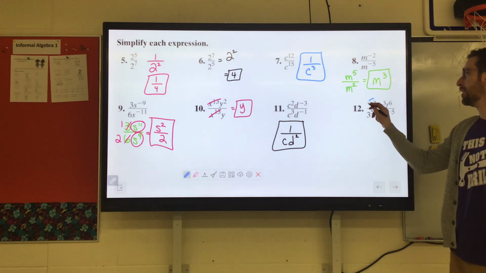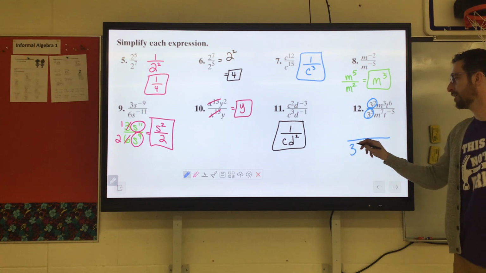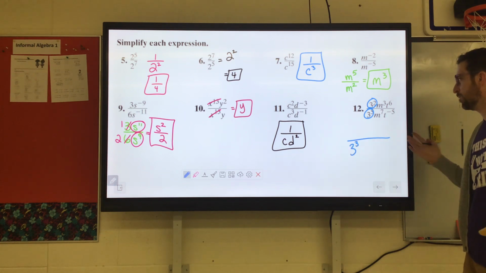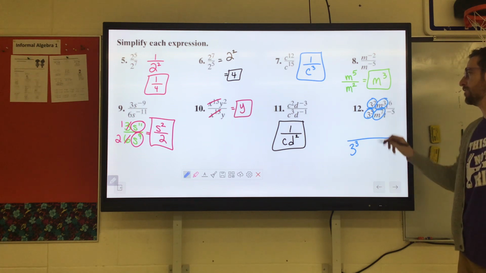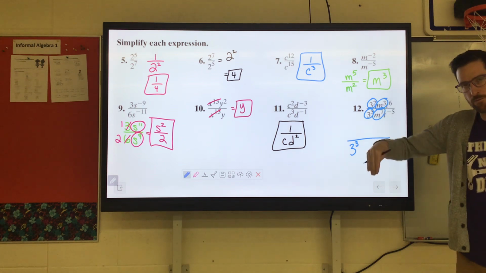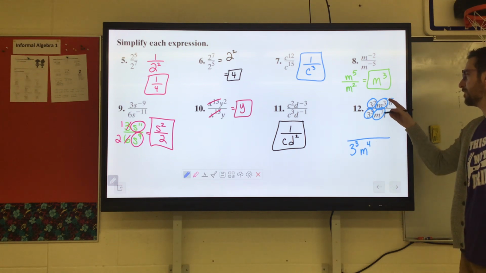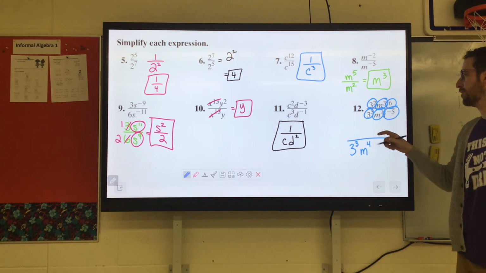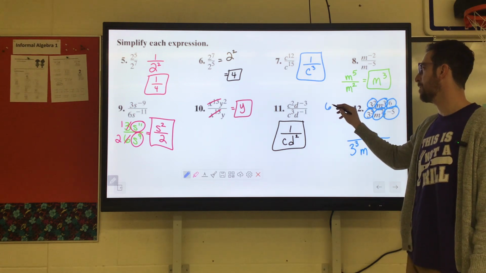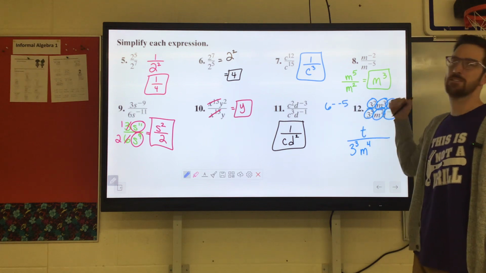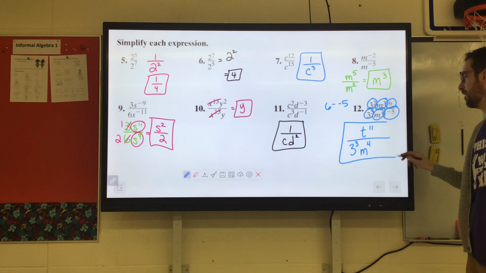They have the same base, so we could just subtract the exponents. There's 3 more in the denominator. The m's, I have 3 up top, 7 in the denominator. There's 4 more in the denominator. And then the t's, you got 6 up top, negative 5 on the bottom. Obviously 6 is larger, but remember we're doing 6 minus negative 5, which is really 6 plus 5. So we have t to the 11th up in the numerator.